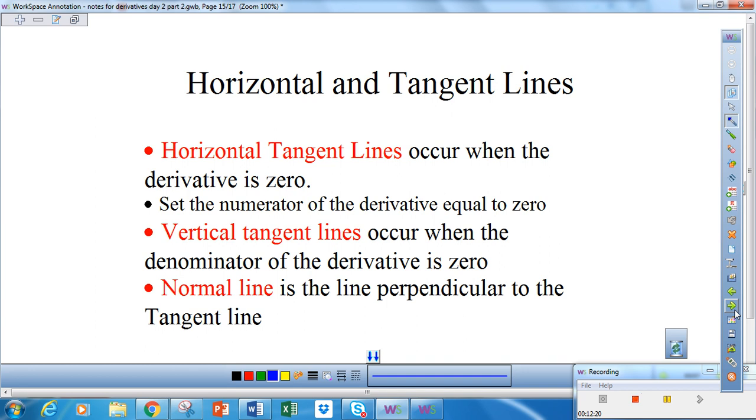Okay, let's talk about horizontal tangent lines and vertical tangent lines. A horizontal tangent line occurs when the derivative is 0. So in order to find that, we're going to set the numerator equal to 0. Vertical tangent lines occur when the denominator is 0. So we set the denominator equal to 0. The normal line is perpendicular to the tangent line. So the slope of the normal line is equal to negative 1 over m, the slope of the tangent line. Okay?